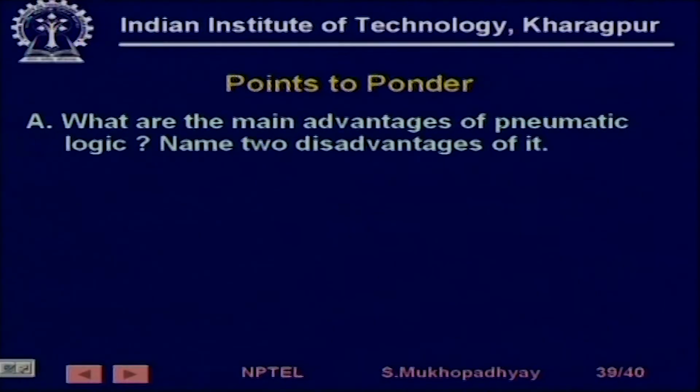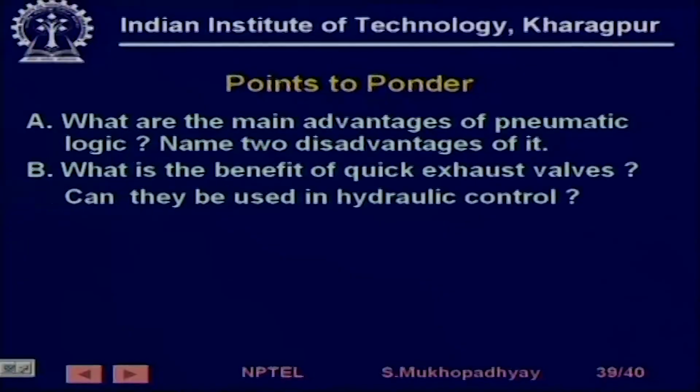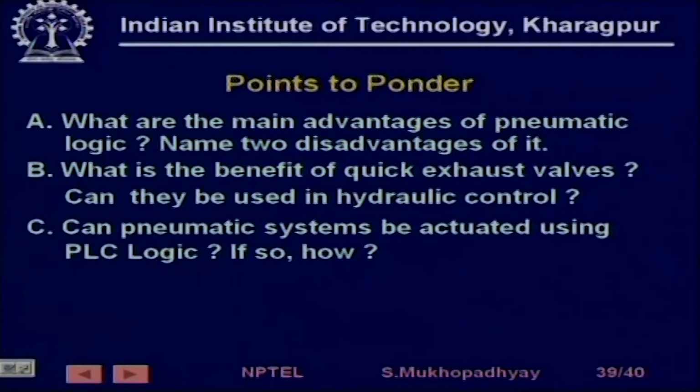So, points to ponder. There are some questions. What are the main advantages of pneumatic logic? We have already stated that. And what are the disadvantages? Obviously disadvantages in terms of speed and complexity. What is the benefit of quick exhaust valves? And can they be used in hydraulic control? Of course they cannot be. Can pneumatic systems be actuated using PLC logic? If so, how? Actually they are in many cases actuated using electric logic.